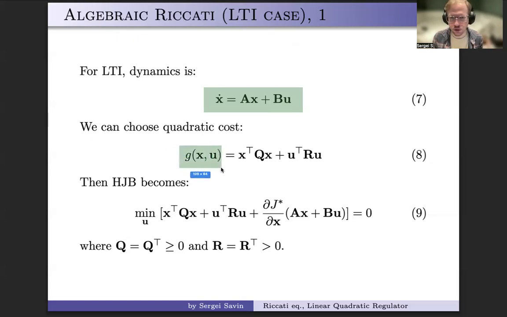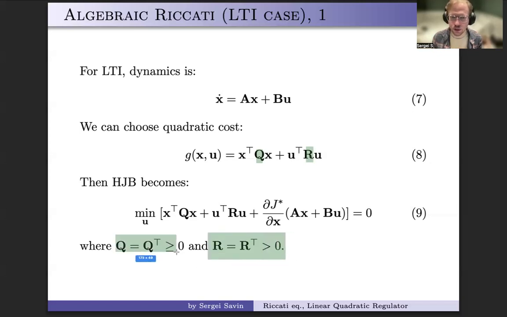Now we need to choose our quadratic cost, and we can choose it as, for example, x transpose Q x plus u transpose R u, where both of those matrices, Q and R, are positive definite. At the very least, R has to be strictly positive definite. Q can be positive semi-definite. Do you remember what positive definiteness means? So tell me.